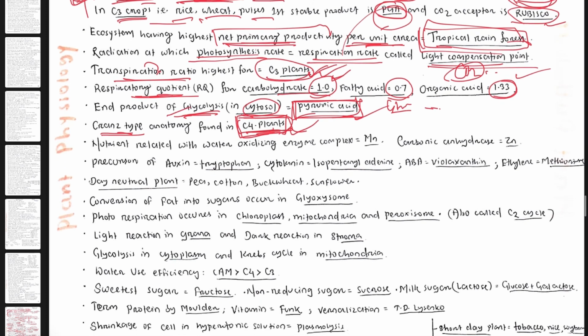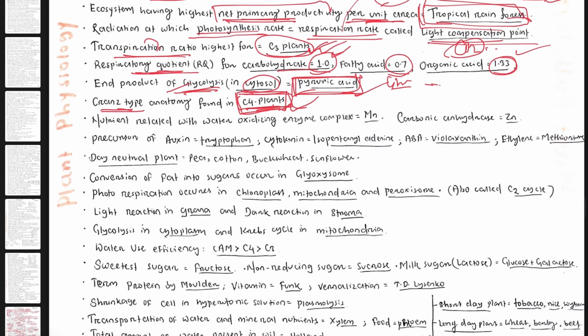Nutrient related with the water oxidizing enzyme complex, that is manganese. Okay, manganese is essential for photolysis of water or the water oxidizing enzyme complex. The metal constituent of carbonic anhydrase is zinc.